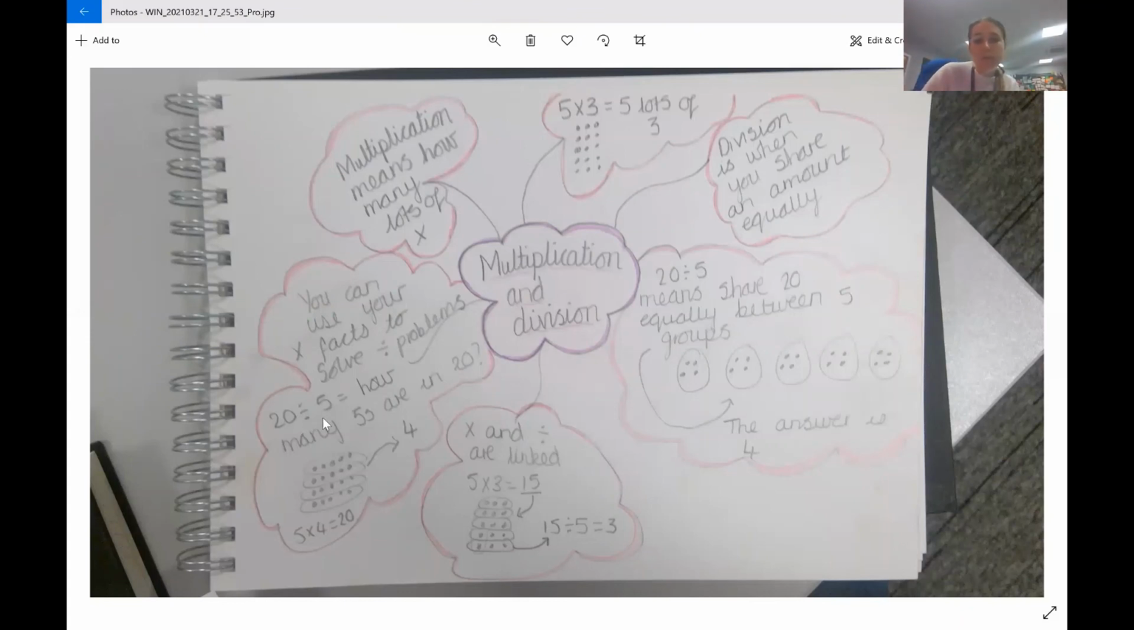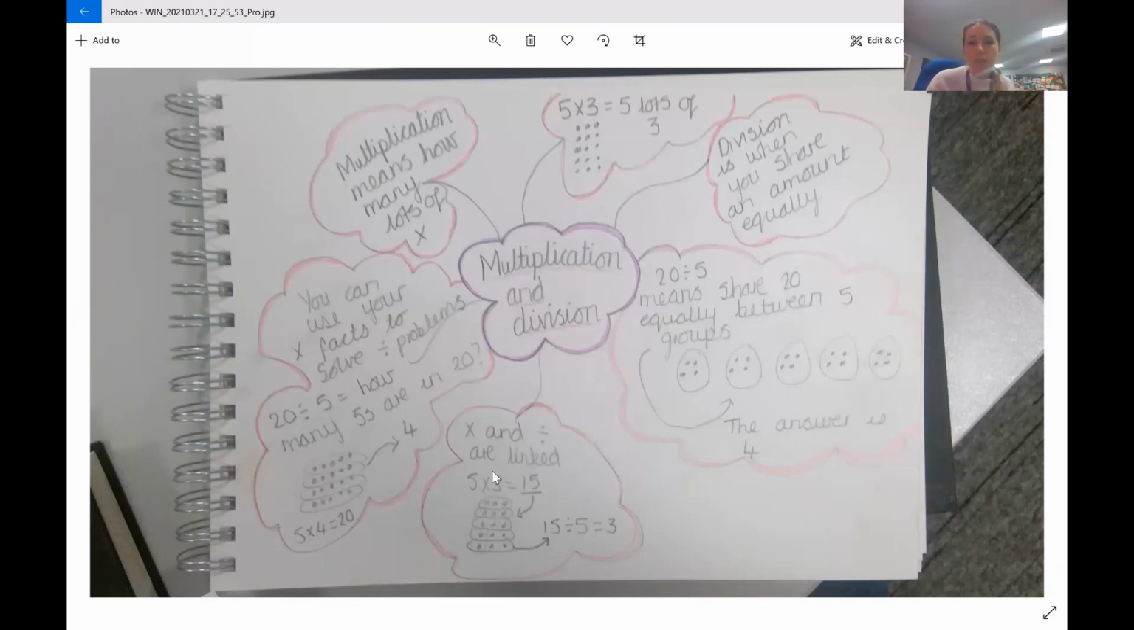So for example, 20 divided by 5 is the same as how many 5s are in 20. So I know that there are 4 5s in 20, so 5 times 4 equals 20. So the answer must be 4. So I just put on a sort of bubble map everything that I've learned, everything that I know, and tried to make all those different kind of links between multiplication and division that I could think of, all the different ways that I can calculate multiplication, including the ones that I've learned today, and the same for division.